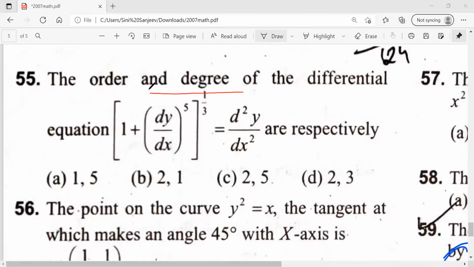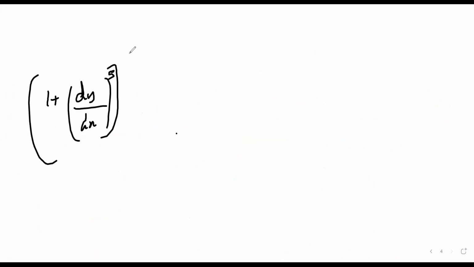The order and the degree of the differential equation (1 plus dy by dx whole power 5) whole power 1 by 3 is equal to d square y by dx square. Okay, so I'll just write down the question here. 1 plus dy by dx whole power 5, it is here, whole power 1 by 3 is equal to d square y by dx square.